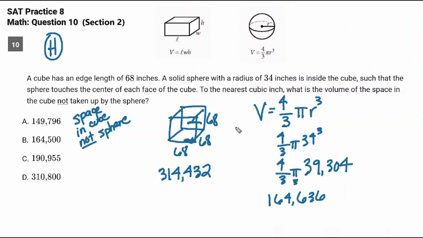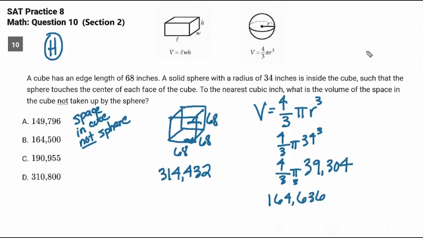But look what it said. Remember, to the nearest cubic inch, so you don't need the decimal stuff. So the volume of the sphere is 164,636. The volume of the cube is 314,432. How are you going to find the space in the cube that's not the sphere?